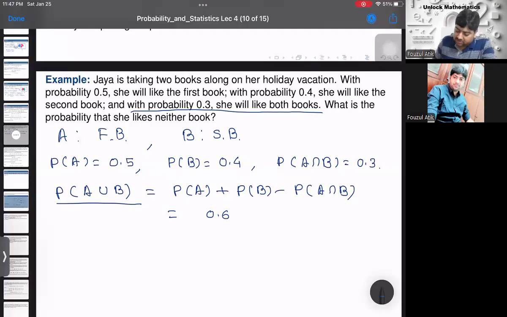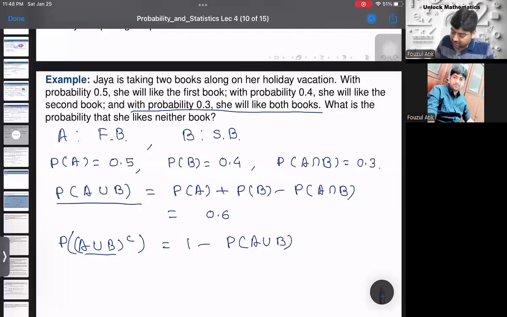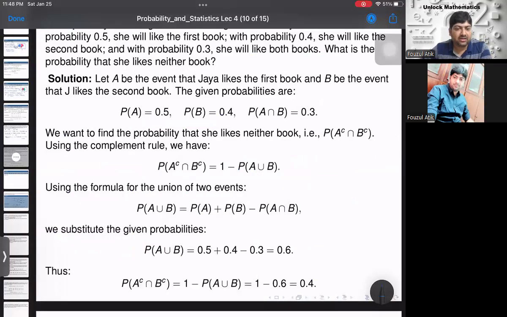Now she will like neither of the books. That means we have to find the complement of A union B, which earlier was the event that you like at least one book. Now if I take its complement, that means you like neither of the books. And what is the probability of that? We all know the formula. It is 1 minus P of A union B, which is 1 minus 0.6, and we get 0.4. So we got the solution. Correct. So this example we have also proved very formally. Everything is written. You can take a snap of it and have the solution with you. Okay, let me move to the next example.